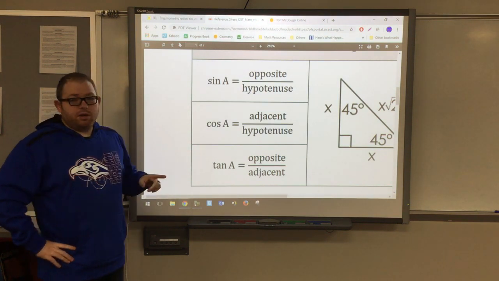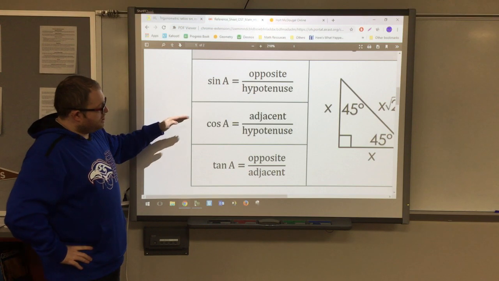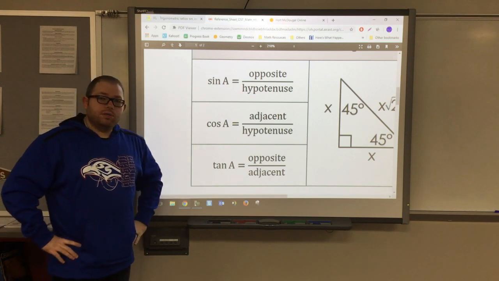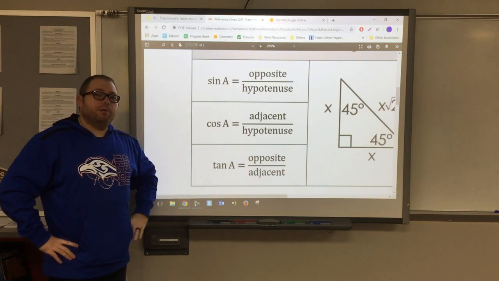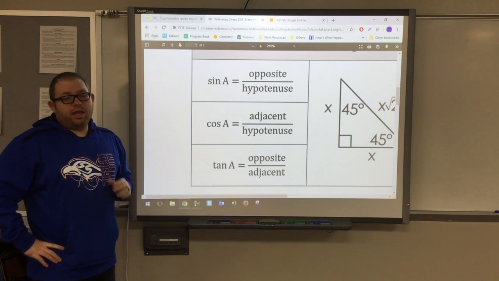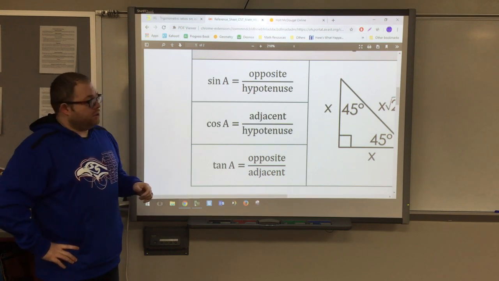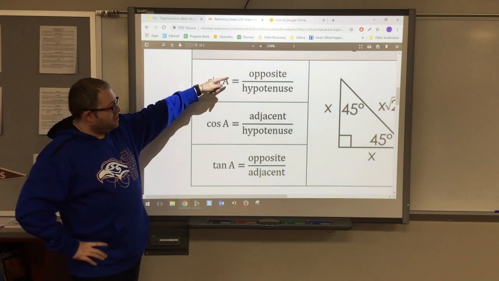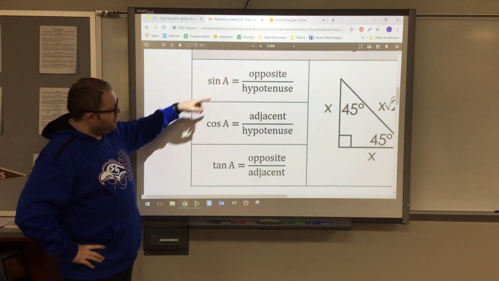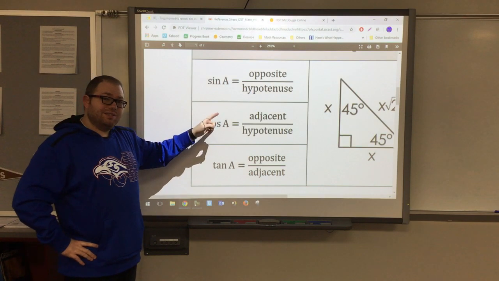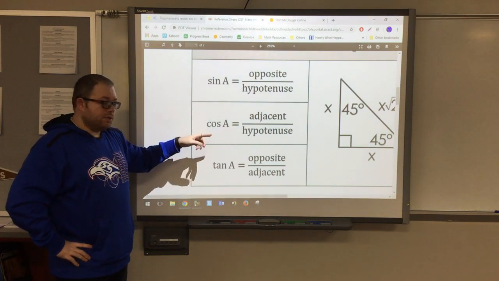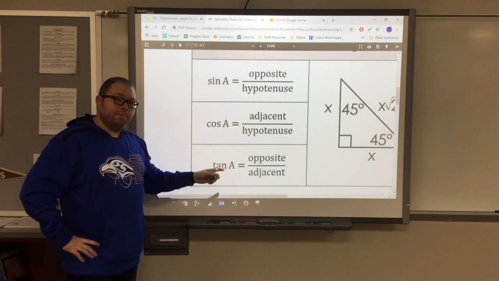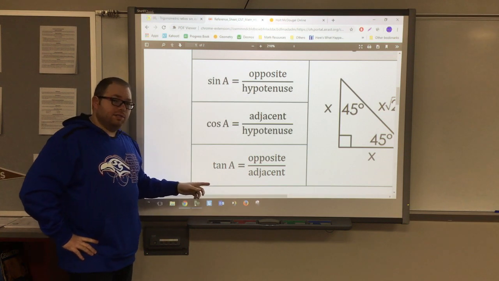So let's remind ourselves that sine, cosine, and tangent, we're going to be using those when we are actually comparing sides in a right triangle. Sine, which is abbreviated SIN, is the opposite side divided by the hypotenuse. Cosine is the adjacent side divided by the hypotenuse. And tangent is the opposite side divided by the adjacent side.